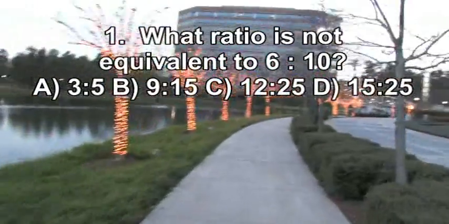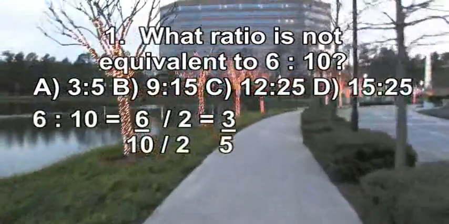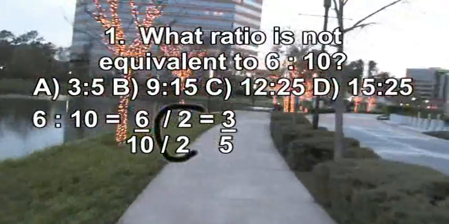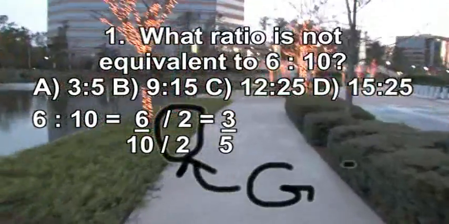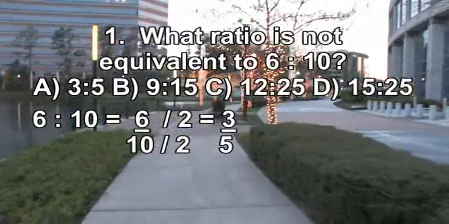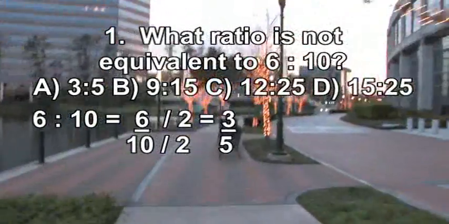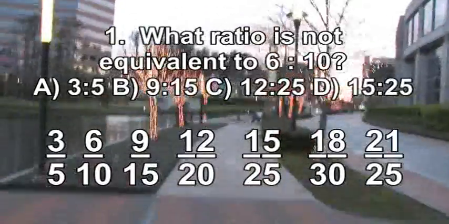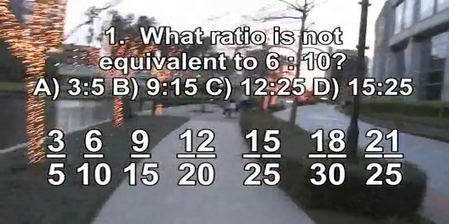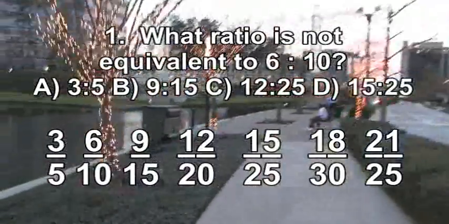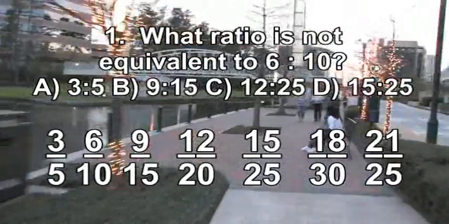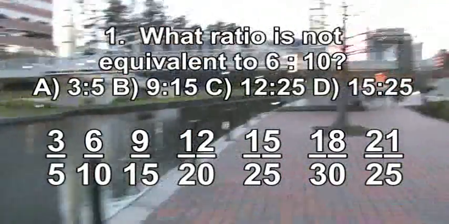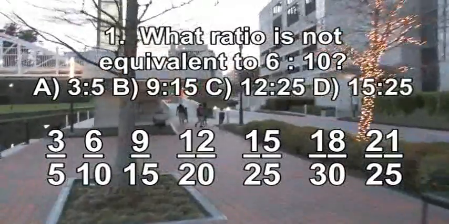Let's see how you did. The first step is to rewrite 6 to 10 as a fraction. 6 over 10 can be simplified by dividing by 2, the GCF. This would give you a simplified fraction of 3 over 5. Taking your simplified fraction of 3 over 5, now continue writing multiples of the same numerator and denominator. You would get 6 over 10, 9 over 15, 12 over 20, and so on.